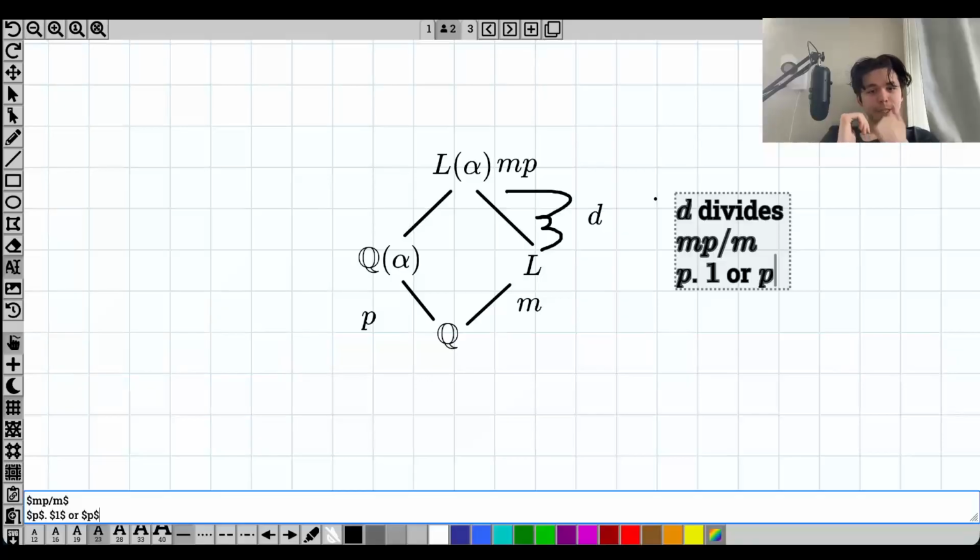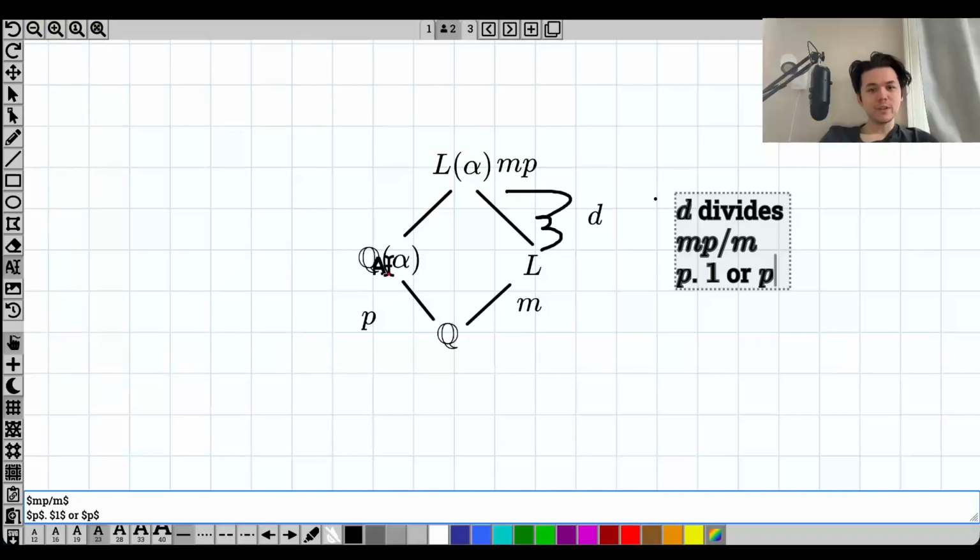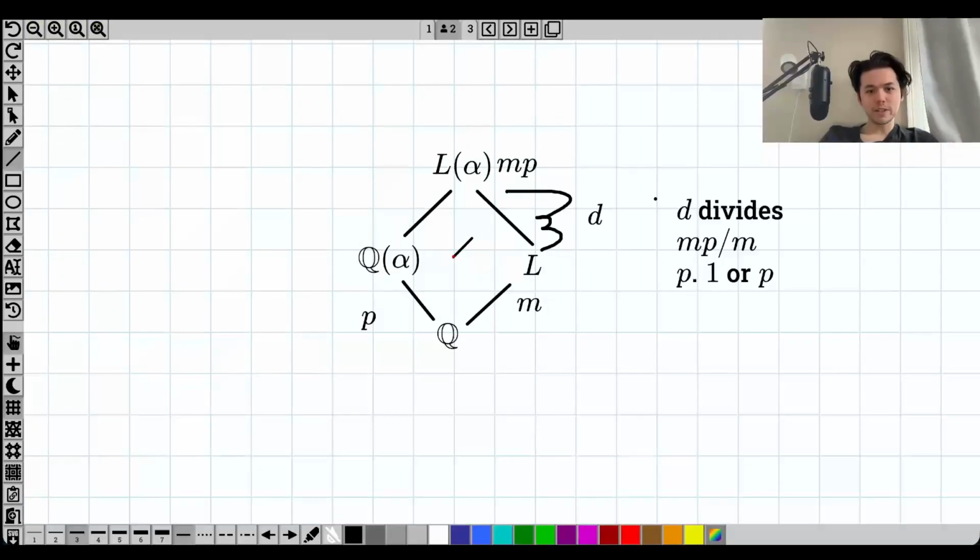And you suddenly see you're running out of a lot of options. That basically says the answer is 1. If the answer is 1, that means L equals L of alpha, and alpha was in L. Well, that can't be the case, because if alpha was in L, then you could essentially form the field extension this way, and you would have p divides m, but m is not divisible by p. So that means the degree has to be p.